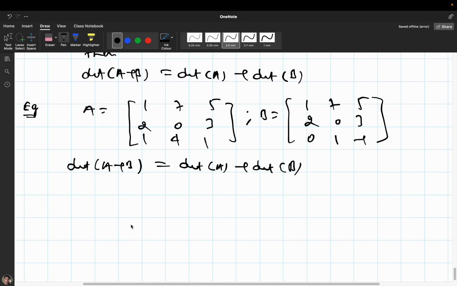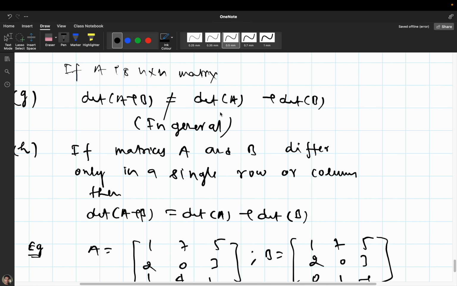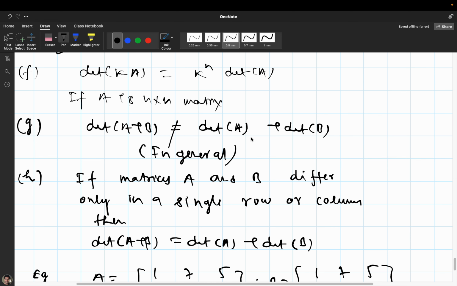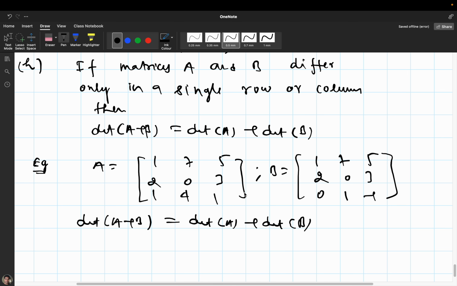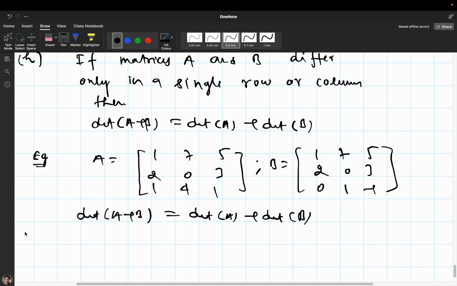So in general, the determinant of A plus B is not equal to the determinant of A plus the determinant of B. But sometimes it happens when only one row or only one column is different. Fine?